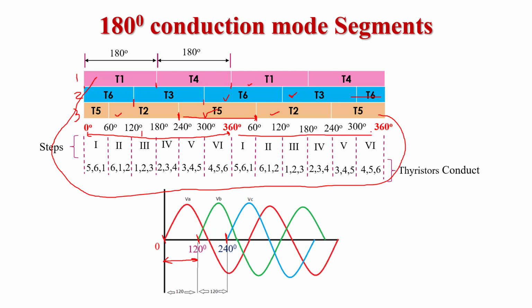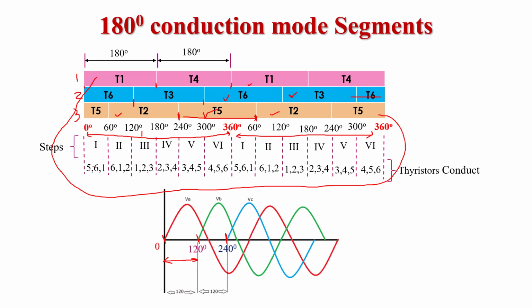This one complete cycle is divided into 6 steps. 0 to 60 degrees is the first step, 60 to 120 degrees the second step, 120 to 180 degrees the third step, then the fourth, fifth and sixth steps. So the complete cycle is divided into 6 steps, so it is also called a 6-step inverter. Here we see that in every step, 3 thyristors of different phases will conduct.